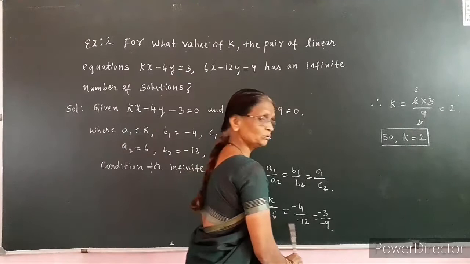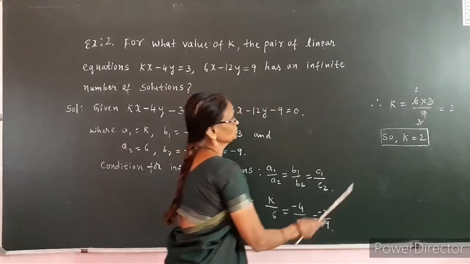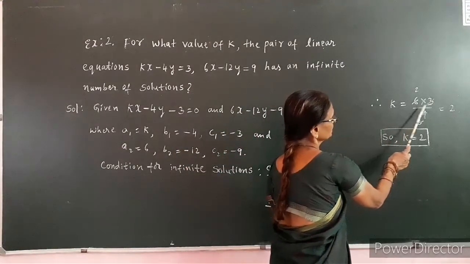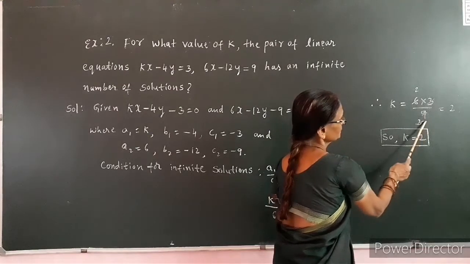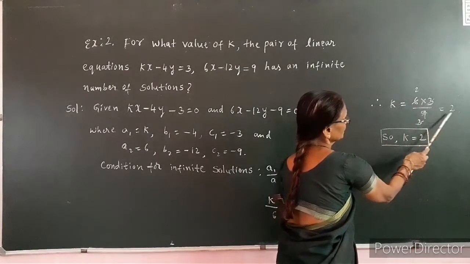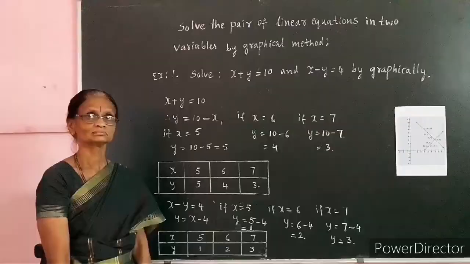And equate any two ratios, we will get k equal to 6 times 3 by 9. 3 3s are 9, 3 2s are 6. The k value is 2.